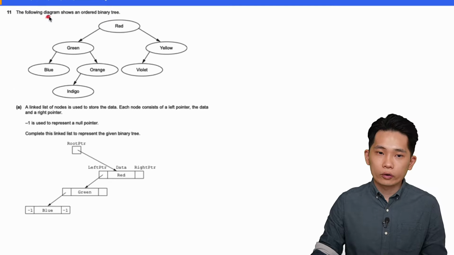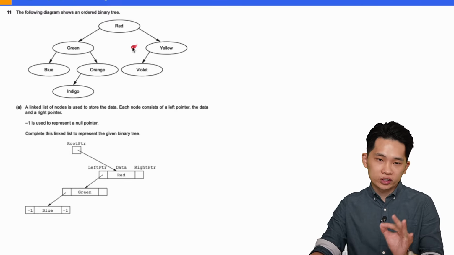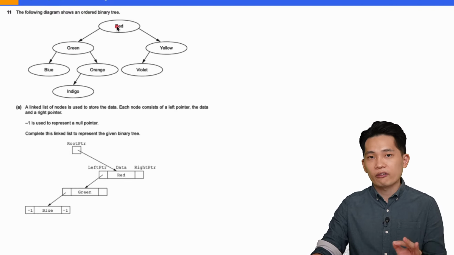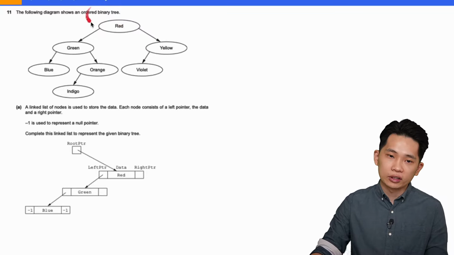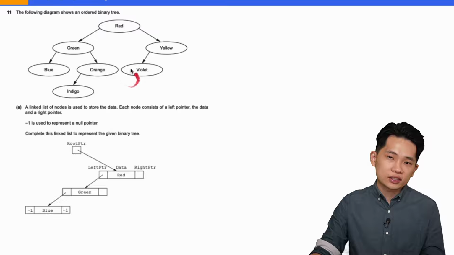The following diagram shows an ordered binary tree. Take note that this is an ordered binary tree using alphabetical sequence. For example, G is before R, therefore is on the left, and then Y is after R, therefore is on the right. Then we'll repeat this logic for the subsequent nodes here.